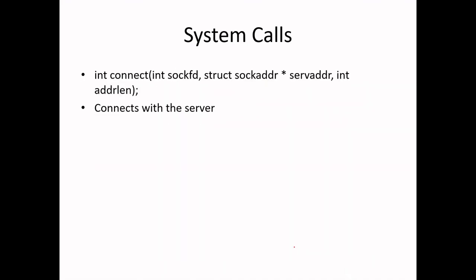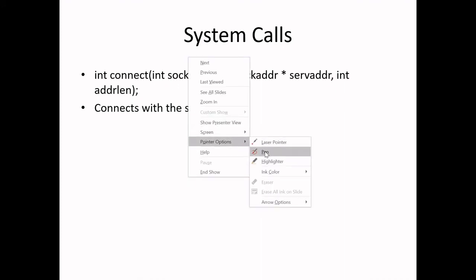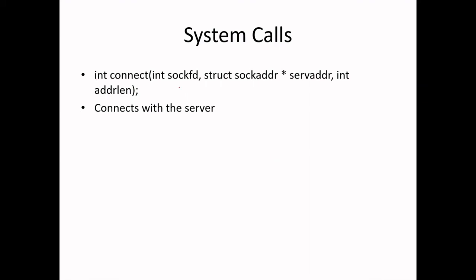Connect system call again. Okay, connect system call. Again, you are specifying the file descriptor for the socket, and whom do you want to connect to. The address of the server has to be filled in this data structure, and the address length also.